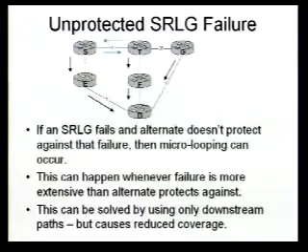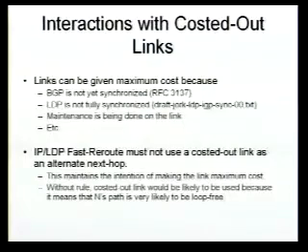The same issue occurs with unprotected shared risk link group failures. In this particular example, S-E and T-F are two links which are in the same shared risk link group. Maybe they're running through the same conduit. They fail simultaneously, and even though S has a loop-free link and node protecting alternate, T has the same, and they point back at each other. This problem can occur whenever the failure that happens is more extensive than the alternate was pre-computed to protect against. And you can solve this by using the downstream paths, but then you have to worry a bit about coverage.